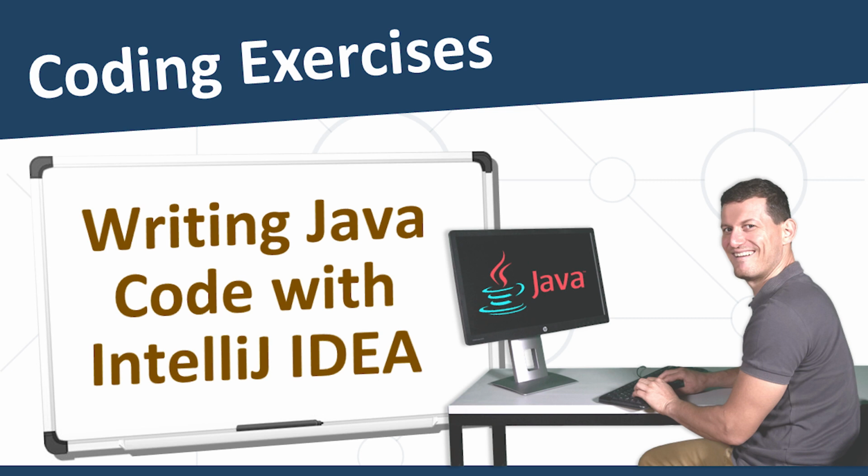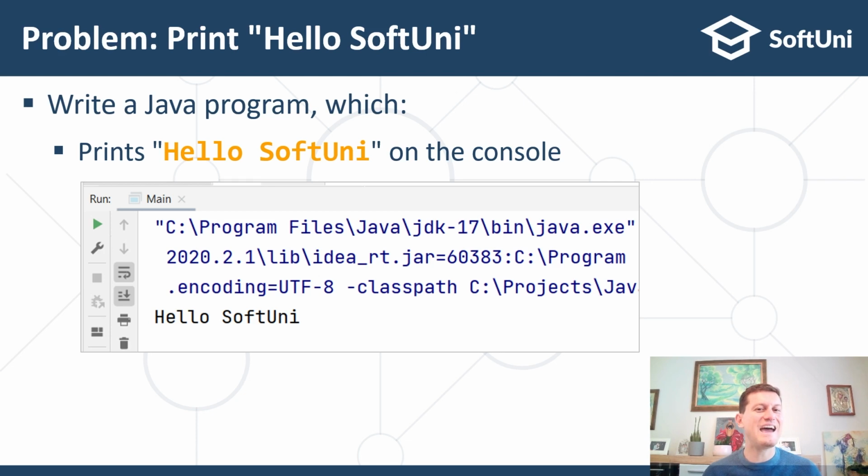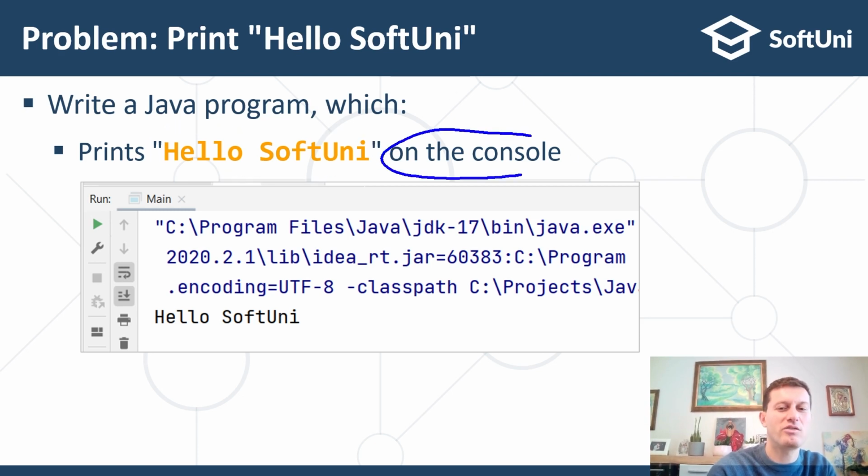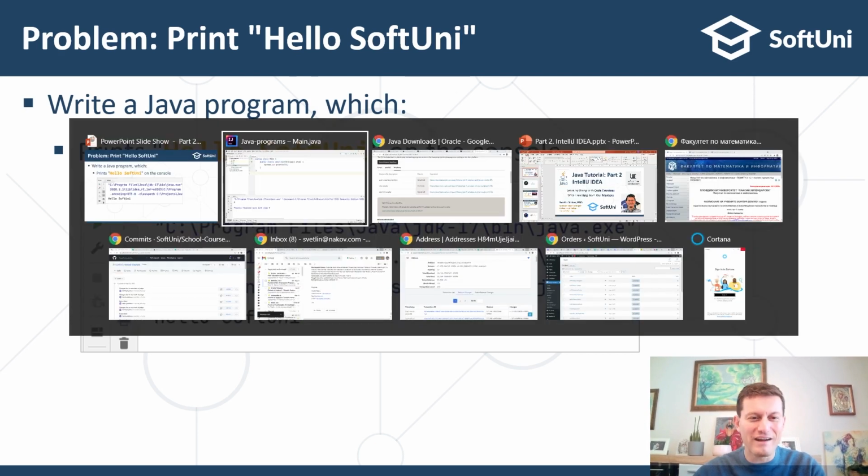Let's solve a few practical problems. Let's go ahead. The first problem I need to solve is called Hello SoftUni. You need to write a Java program which prints the text Hello SoftUni on the console, and the output is like this. Let's solve it.